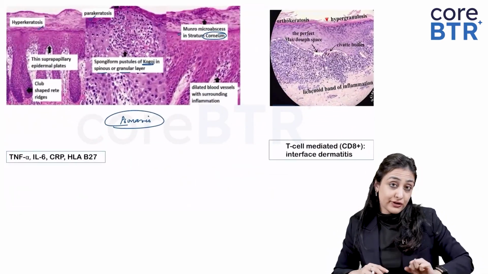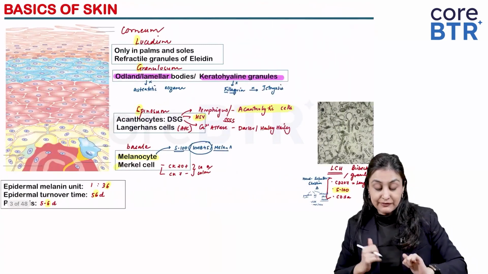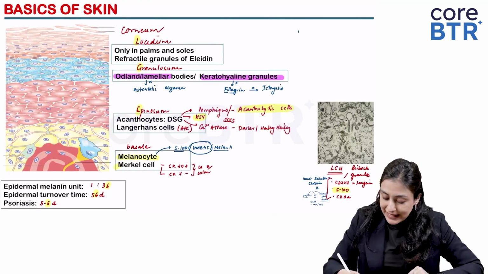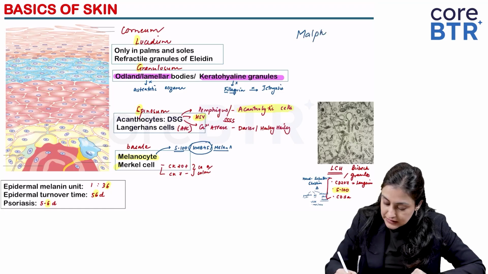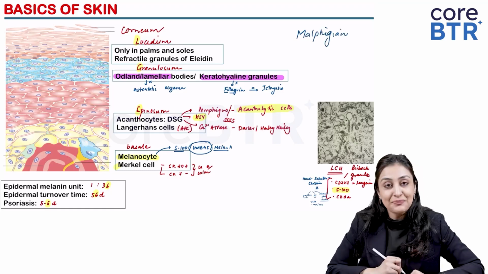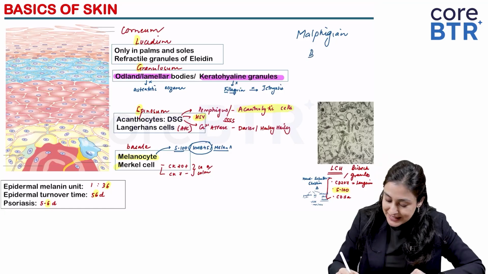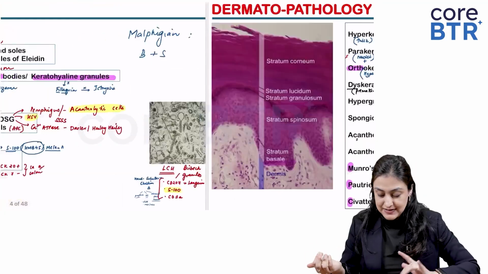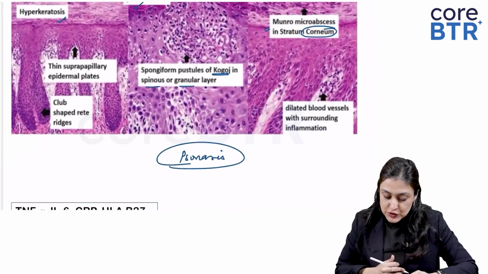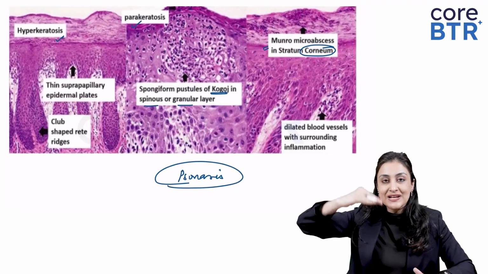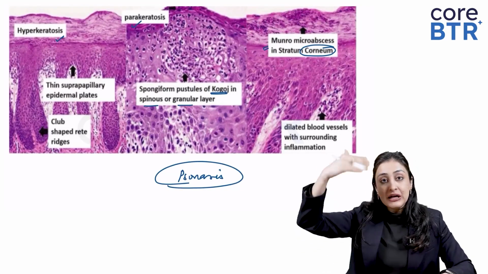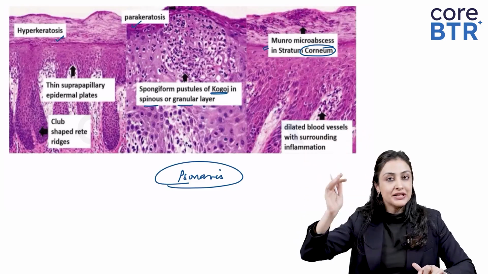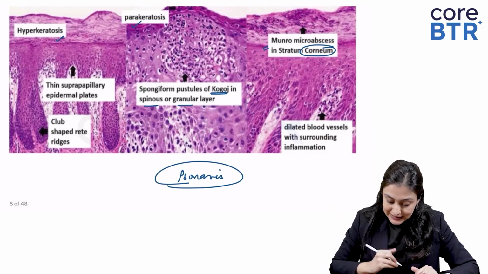That reminds me of one more thing. What is the Malpighian layer of skin? So the Malpighian layer of skin is BS. What is BS? That is basal plus spinosum, right? So just a one-liner, B and S is the Malpighian layer. So this is spongiform pustule. So Kogoj is niche, means down, whereas Munro's is up in the cornea. Alright, then what do we have?